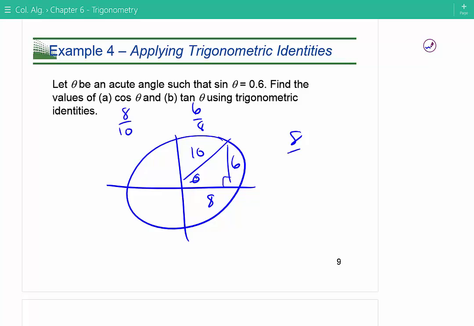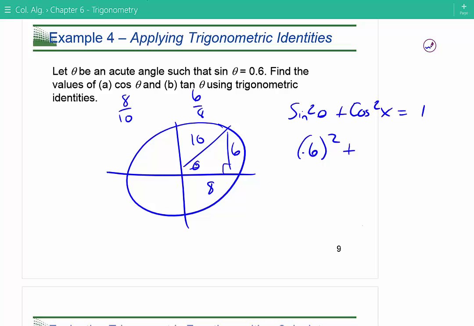Now another way to do this is with our trig identities, which is what the problem wanted us to do. We know that sine squared plus cosine squared has to be equal to 1. So if we were given sine as 0.6, I can do 0.6 squared. The cosine is what we're looking for, so I'm just going to leave that as cosine squared of x equals 1. Now I can subtract this from both sides. I could make this 36 over 100 if I make this 6 over 10 and square it. And then I can subtract that from both sides.